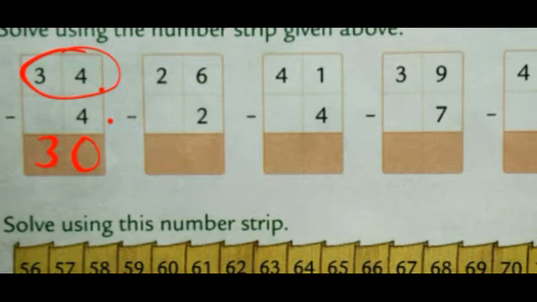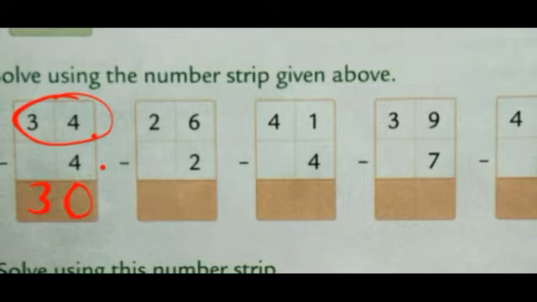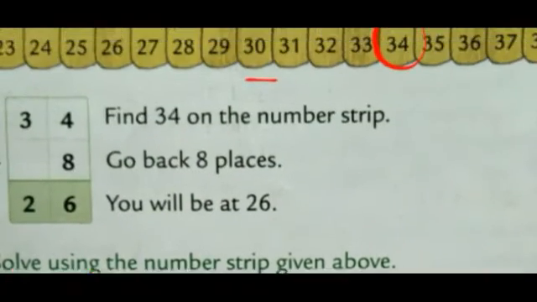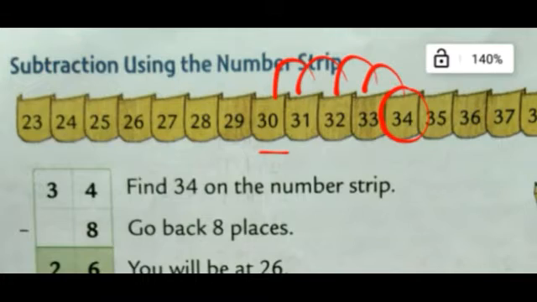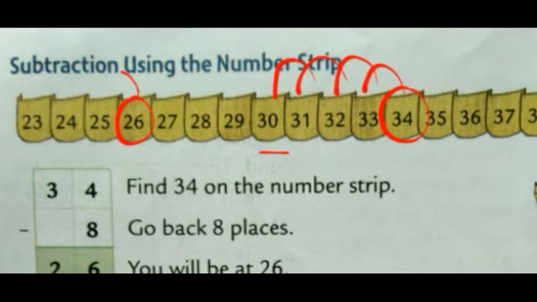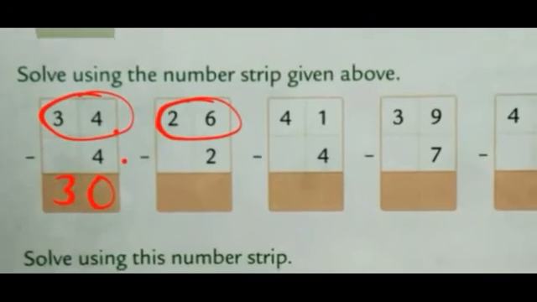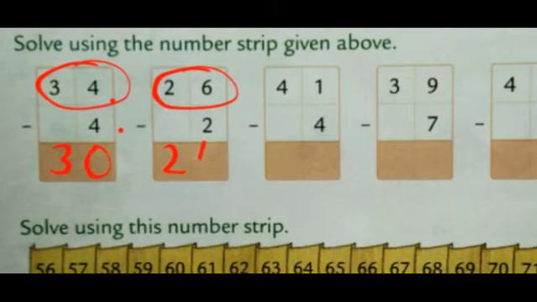Okay. Same way, see the next one. 26 minus 2. Which is the bigger number? First we will circle it. And we have to subtract 2 now. So first we will mark 26 on the number strip. Now starting from 26 we have to go back 2 places. 1, 2. We reached 24. So 24 is the answer.